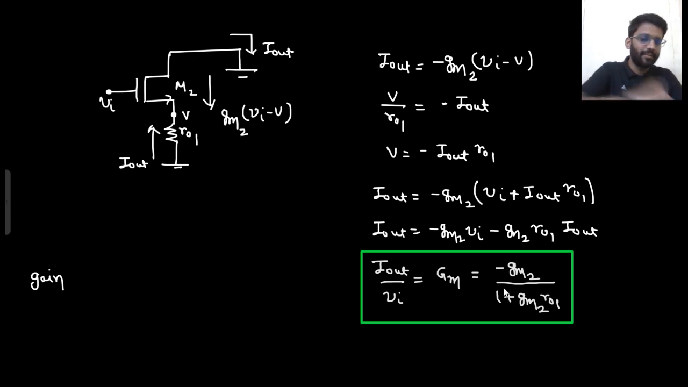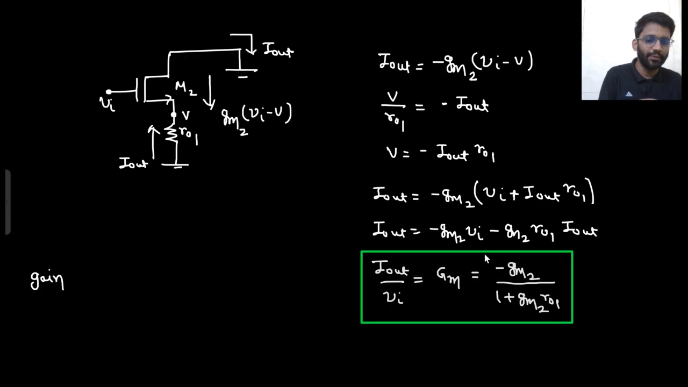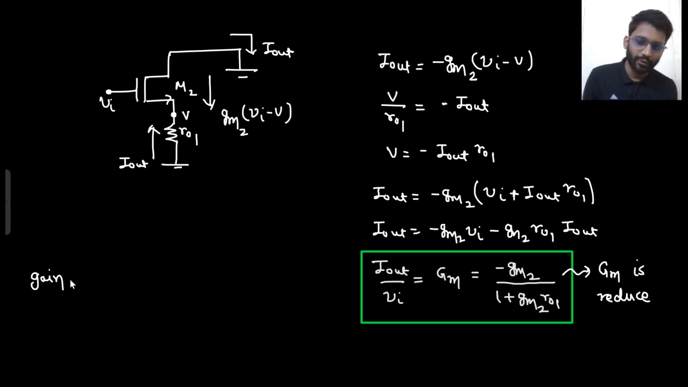Now what is happening to GM? Previously what was your GM? Here your GM was GM1. Now your GM has reduced to this much. Minus GM2 divided by 1 plus GM2 R01. So your GM has reduced. So your gain will also be reduced. That would be minus GM2 divided by 1 plus GM2 R01.